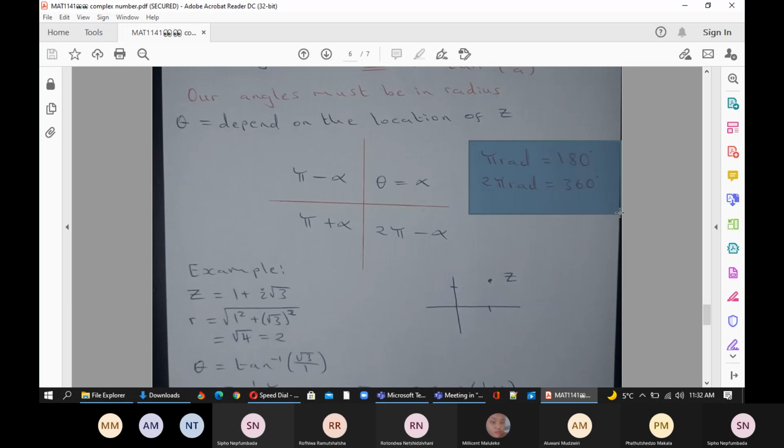So now, on the second quadrant, we have got what? Remember on the trigonometry, this is 180 minus theta, 180 plus theta, 360 minus theta.